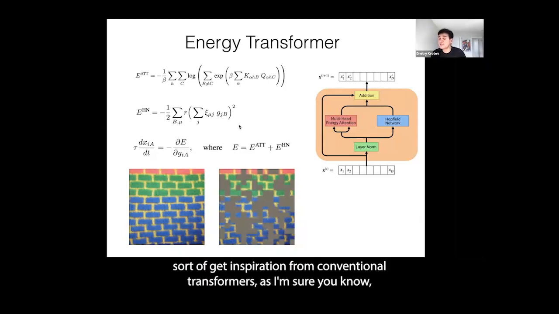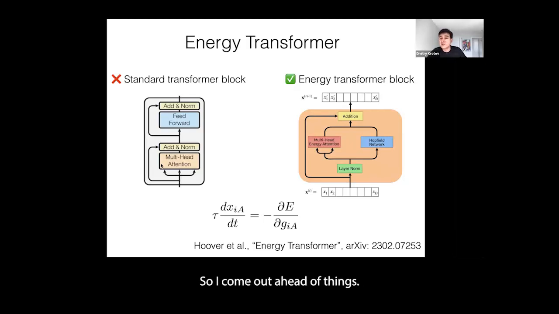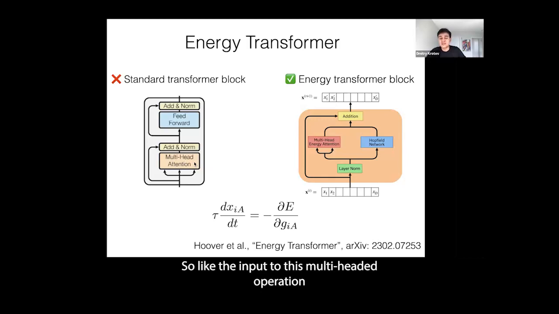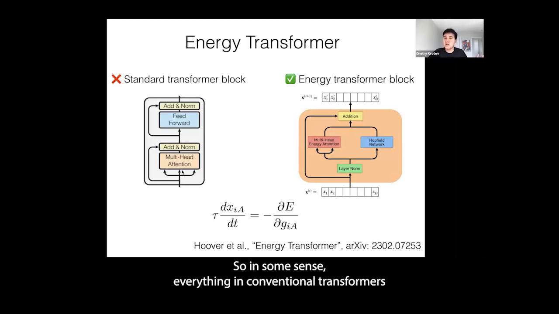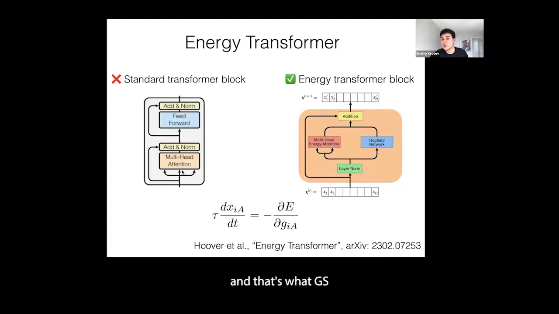But also, if we get inspiration from conventional transformers, as I'm sure you know, there is a layer normalization step everywhere. The multi-head attention operation is operating on the normalized tokens, and the feed-forward network is operating on the normalized tokens, etc. This diagram is a little confusing because it actually looks like a normalization step happens after attention. But remember that these blocks are stacked, so in some sense it's a matter of convention where you put boundaries. The input to this multi-head attention operation comes from the layer normalization in the previous layer, if you wish. So in some sense, everything in conventional transformers and in the energy transformer is operating on the normalized quantities. And that's what G is.